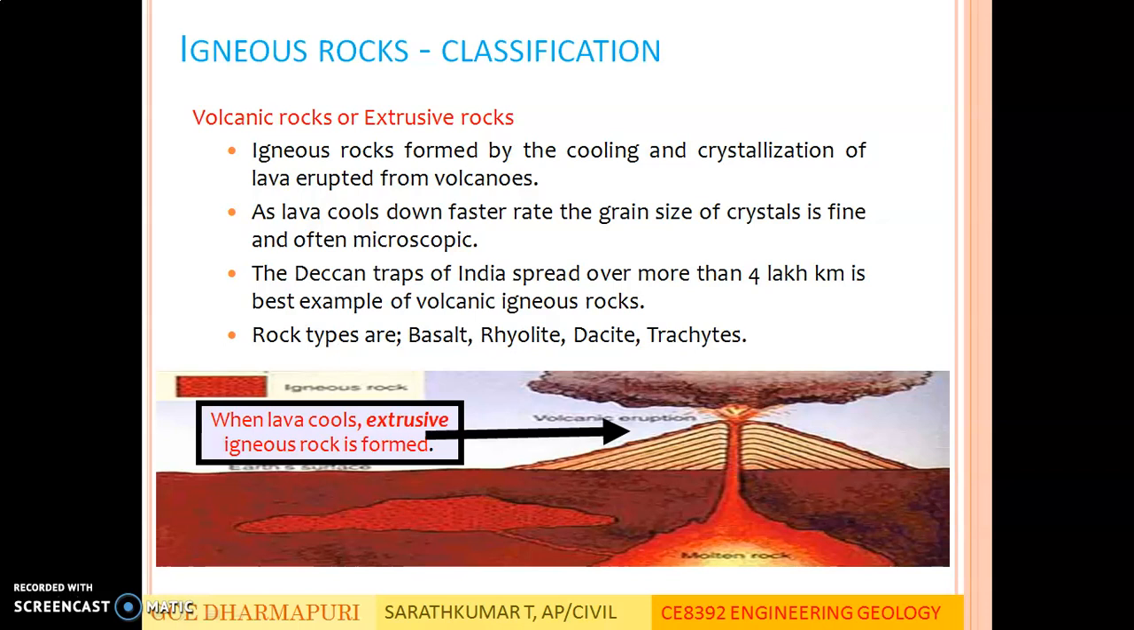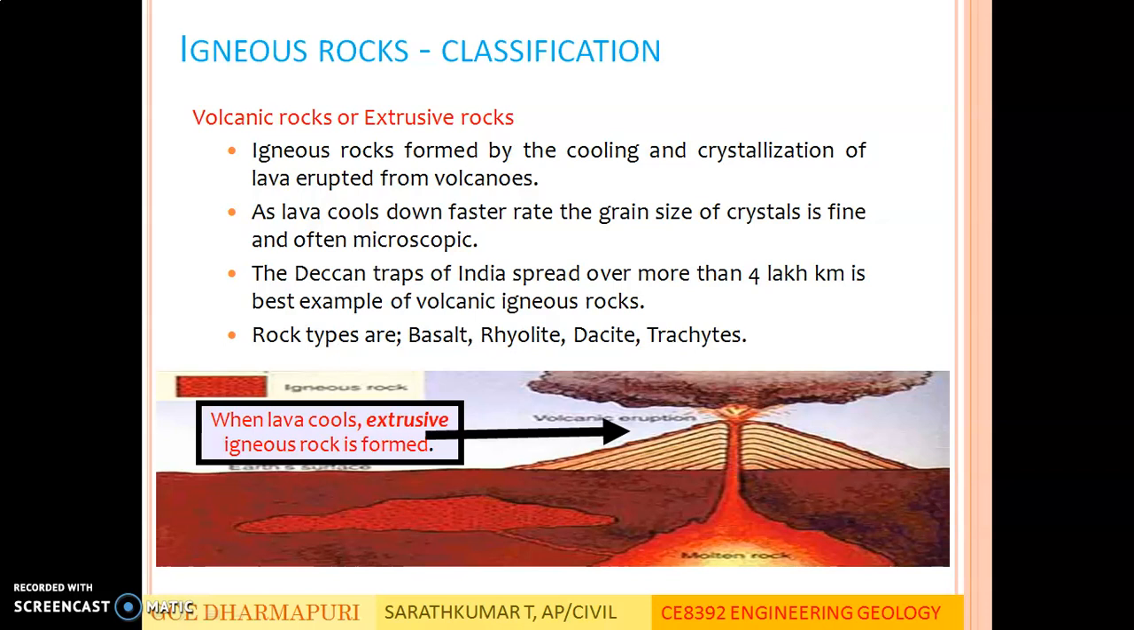As I told, igneous rocks are classified into extrusive rocks and intrusive rocks. Extrusive rocks are also called volcanic rocks. They are formed by the cooling and crystallization of lava erupted from volcanoes. As lava cools down at a faster rate, the grain size of crystals is fine and often microscopic. The Deccan Traps of India, spread over more than 4 lakh km, is the best example of volcanic igneous rocks. Some examples of this extrusive type of rocks are basalt, rhyolite, dacite and trachytes.